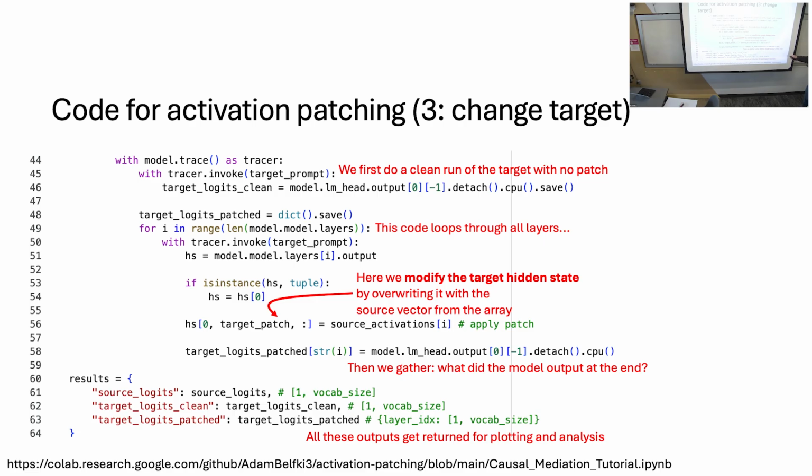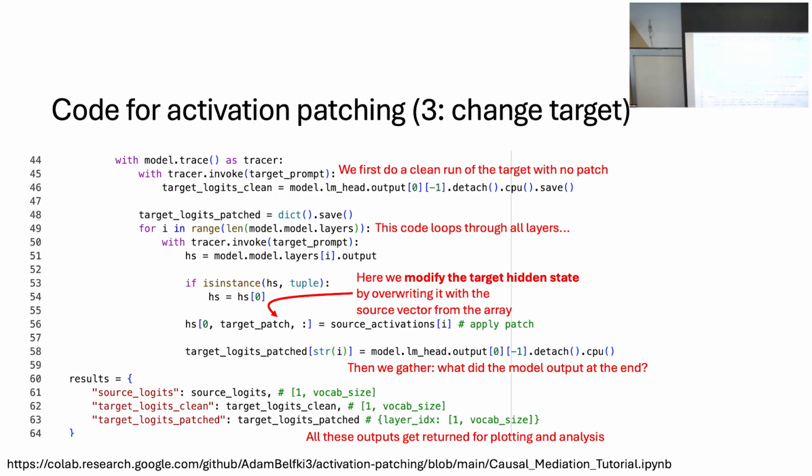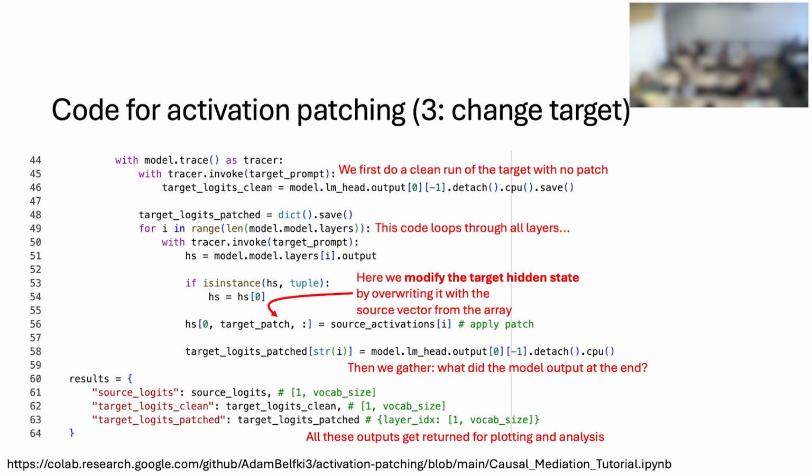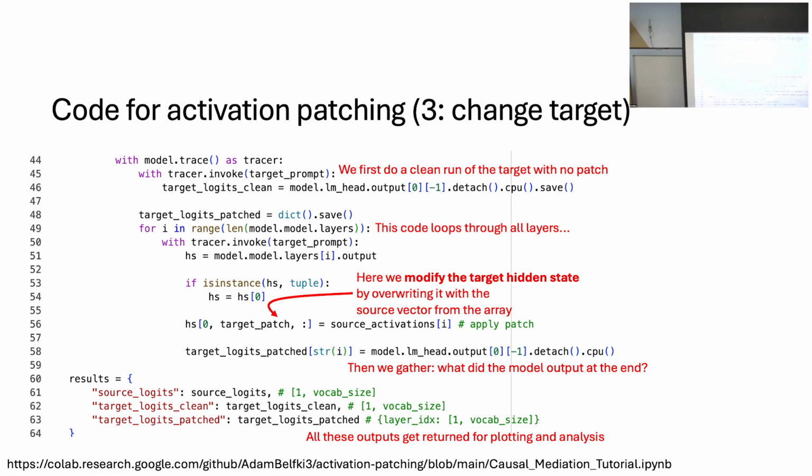So we start another trace and we invoke it on the target prompt this time. This is Yo-Yo Ma plays stuff, right? So then we run Yo-Yo Ma and then we also grab a clean output so that we know it's going to say Yo-Yo Ma plays the cello. So we could decode this vector to cello. But then we go and we actually run the model a bunch of times. We're going to run it 30 times, one for every layer, right?